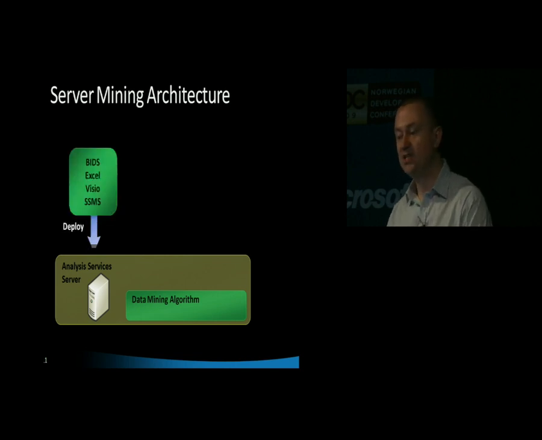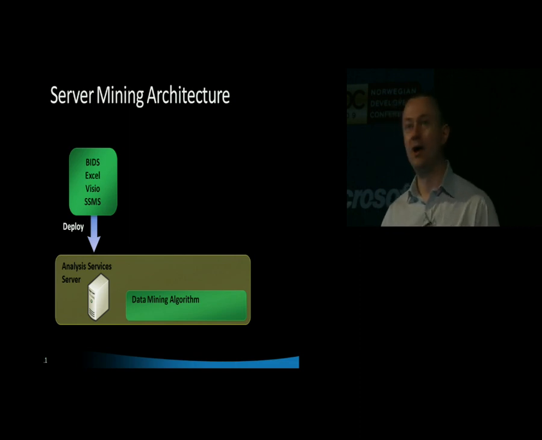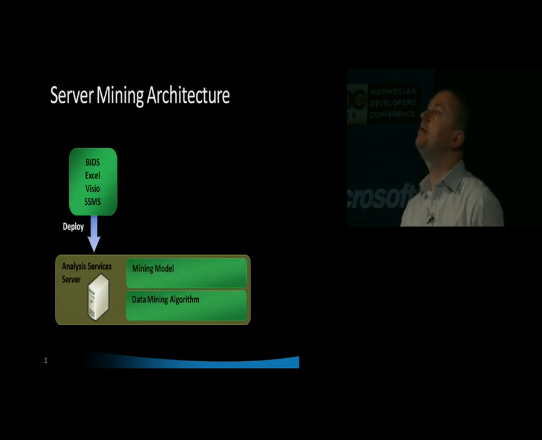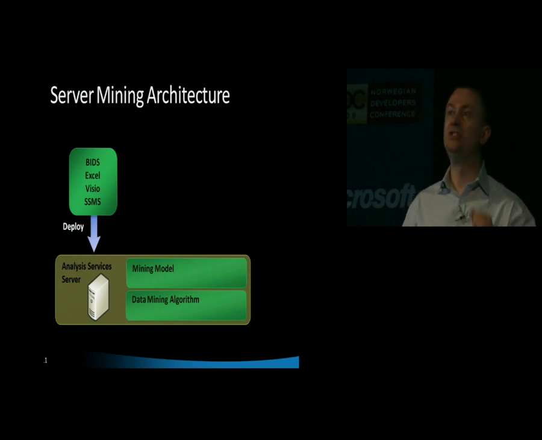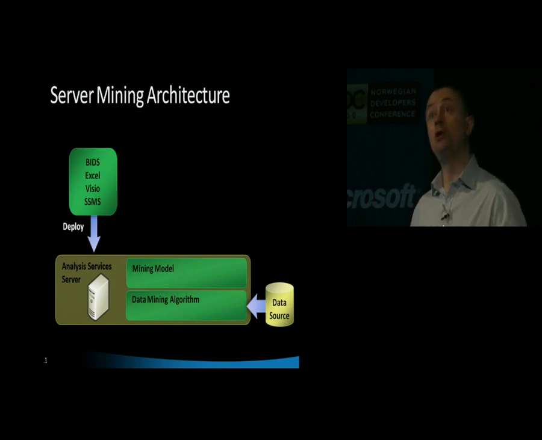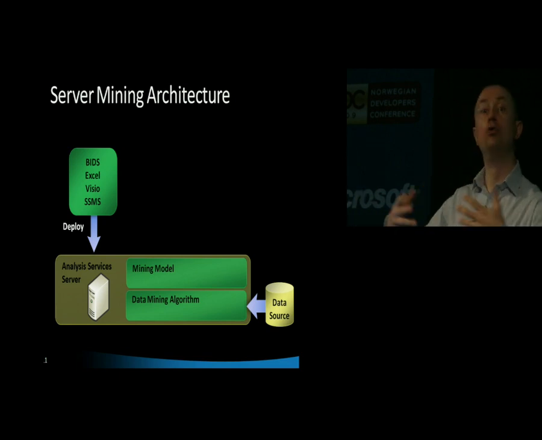What do you do then? Step one, using either Business Intelligence Development Studio, or Excel, or Visio, or SQL Server Management Studio, you deploy an empty mining model. Empty but defined. You've defined the data types and the content types. You say what it will do, but it knows nothing. Now, you feed a lot of data to the server, historical data that represents past transactions, for example, and the algorithm of your choice looks for patterns.